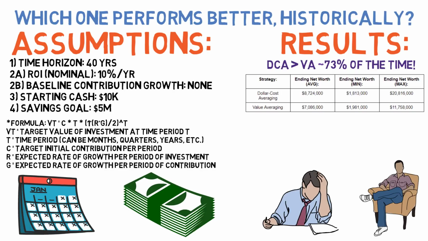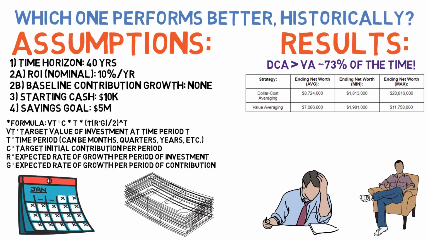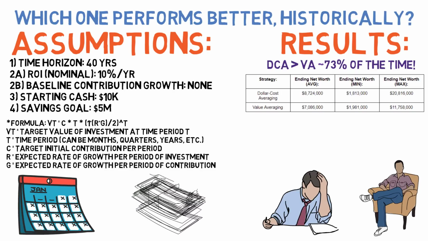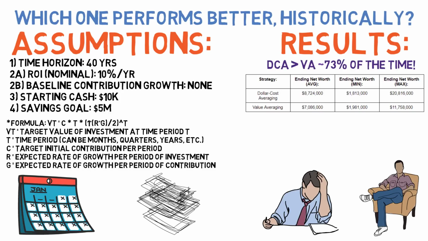The one simulation I ran where that wasn't true was a 10-year time horizon with a $100,000 savings goal, an 8% estimated return with no contribution changes, and a $10,000 lump sum of cash. In that case, the dollar cost averaging approach actually had a minimum ending net worth about $3,000 higher than the value averaging one, about $44,800 versus $41,700.